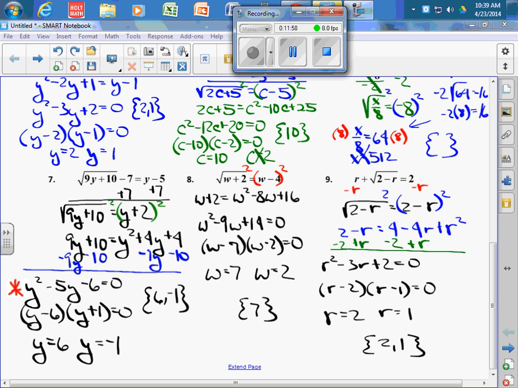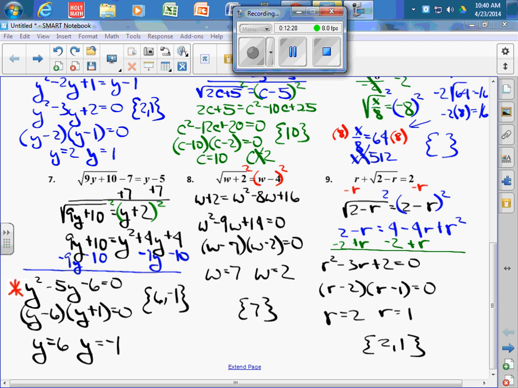In number 8, we have the radical isolated. There are no numbers outside the radical on that side, so we're going to immediately square both sides, and when you FOIL the right side, you get w squared minus 8w plus 16. Subtracting the w from both sides, you get minus 9w. Subtracting the 2, you get plus 14. So w squared minus 9w plus 14 equals 0.